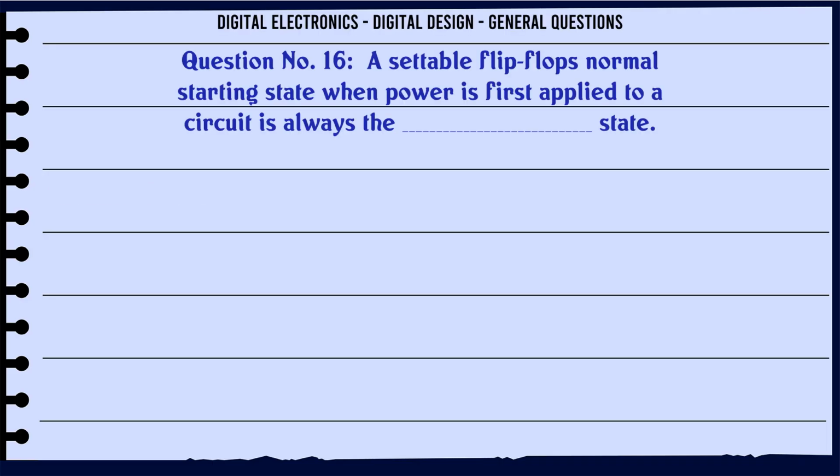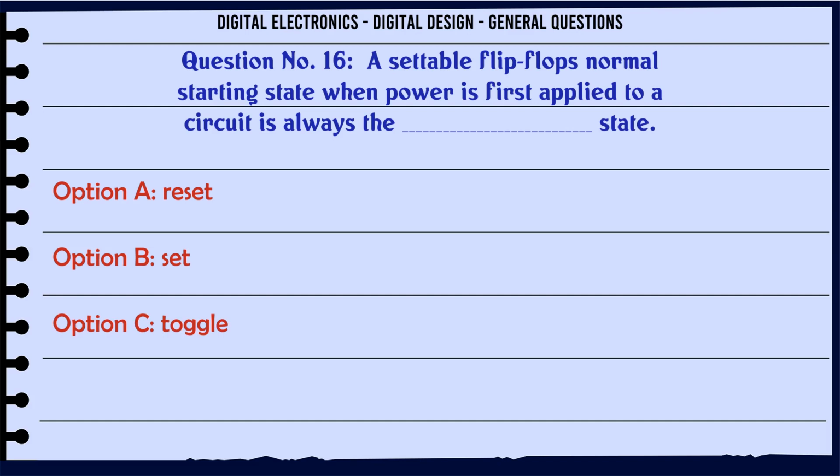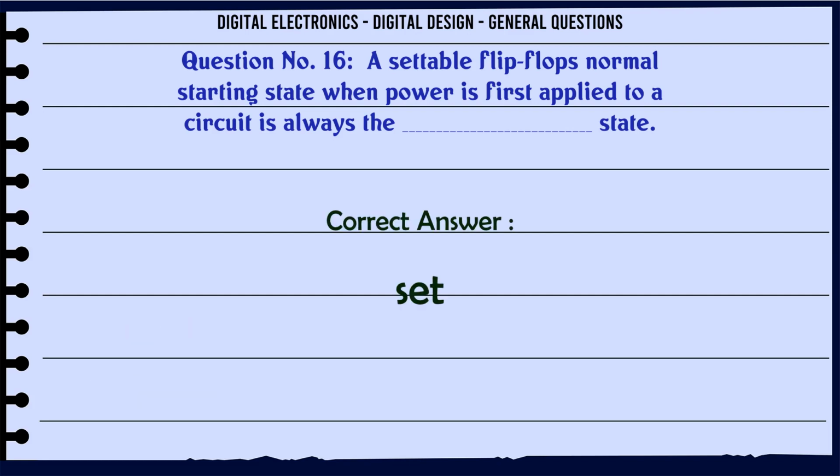A settable flip-flop's normal starting state when power is first applied to a circuit is always the state: A. Reset. B. Set. C. Toggle. D. Dual. The correct answer is set.